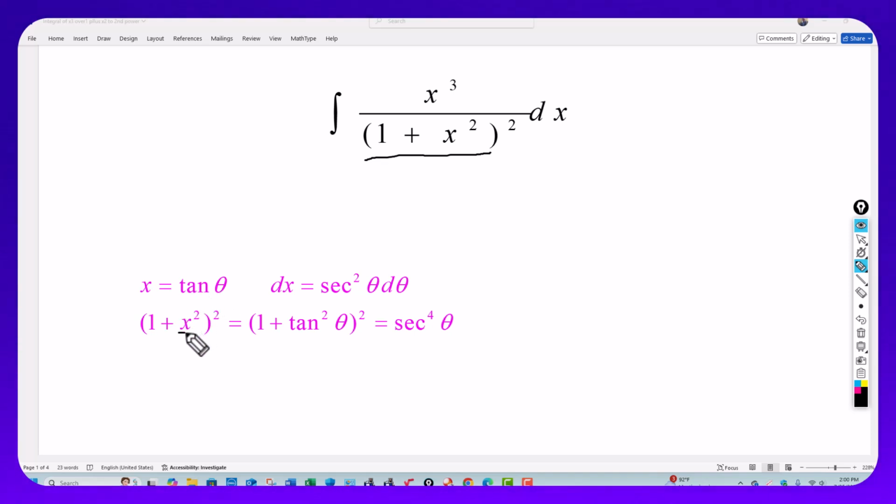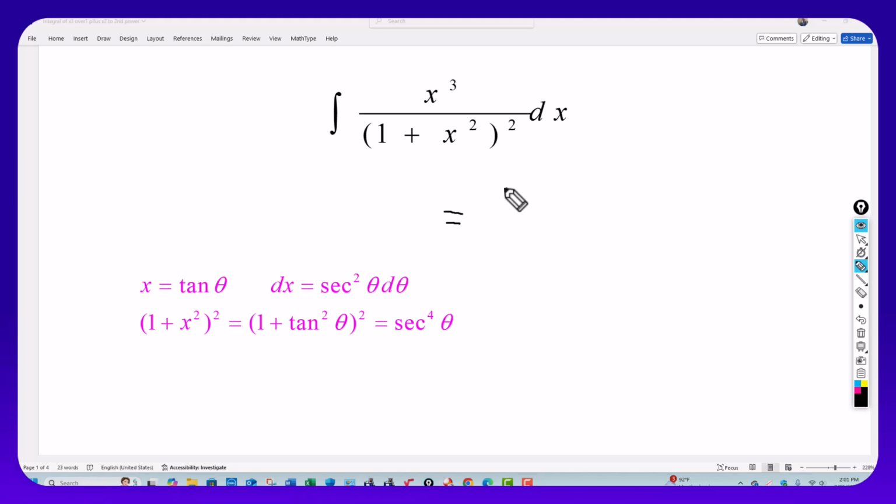Put a tangent of theta here where the x is. That gives me the tangent squared of theta, or I should say 1 plus tangent squared of theta. Using one of your basic identities from trig, that is secant squared. So 1 plus tangent squared theta is secant squared, and then we're squaring that. So I get secant to the 4th. So now we just transform this.